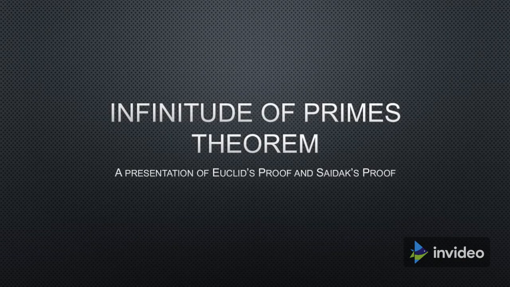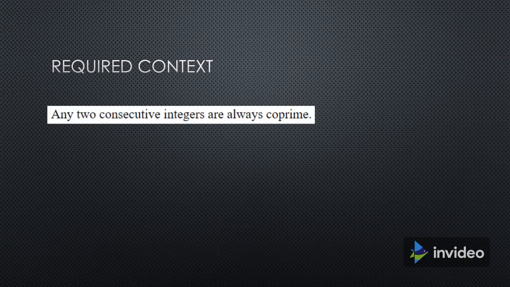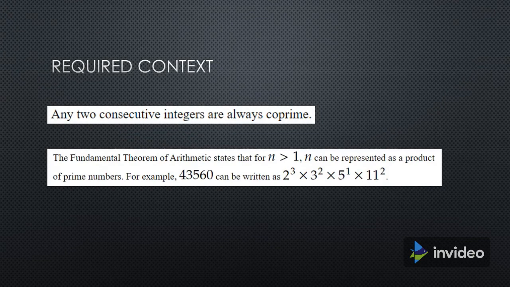Some required context that will help speed along the understanding of these proofs is you will need to know that any two consecutive integers are always co-prime, which means that any two consecutive integers will have a greatest common factor of 1. You will also need to know the fundamental theorem of arithmetic, which states that any positive integer can be represented as a product of prime numbers, and people call this prime factorization. So for example, 43,560 can be written as 2 cubed times 3 squared times 5 times 11 squared.